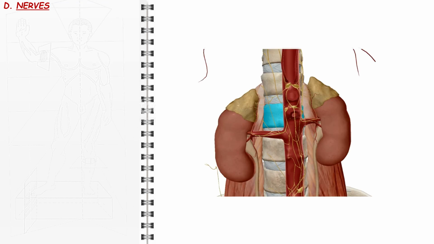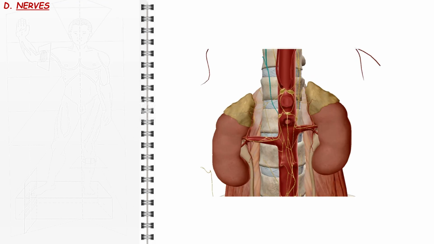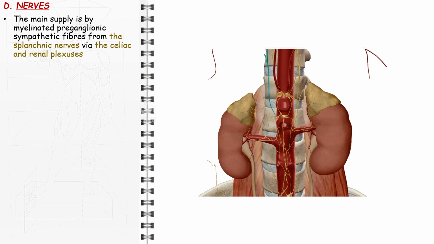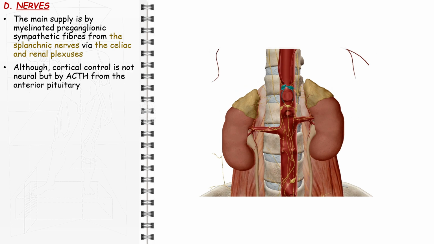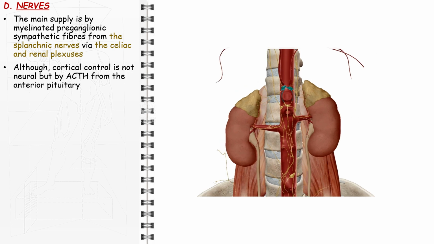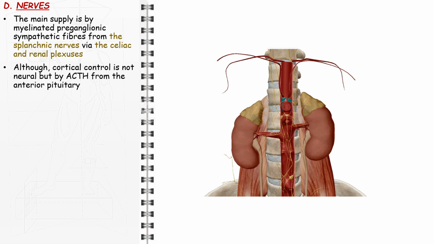The main nerve supply is ensured by myelinated preganglionic sympathetic fibers from the splanchnic nerves via the celiac and renal plexuses. Although cortical control is not neural but by ACTH from the anterior pituitary.